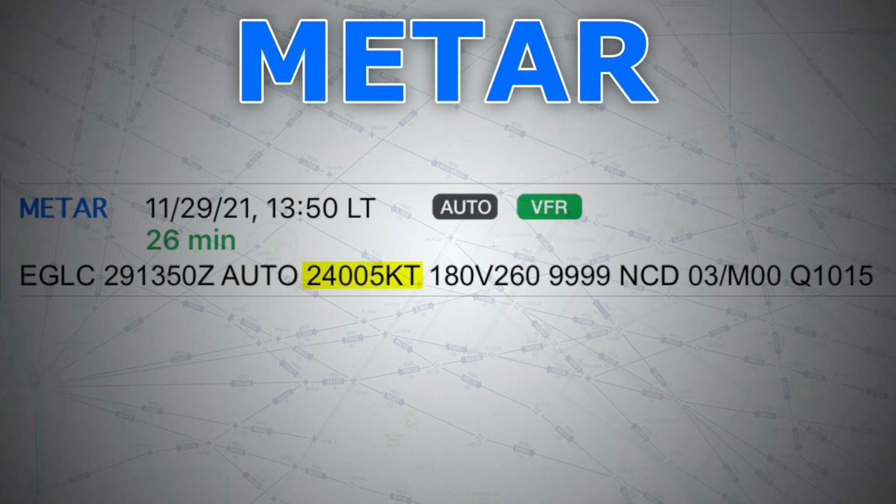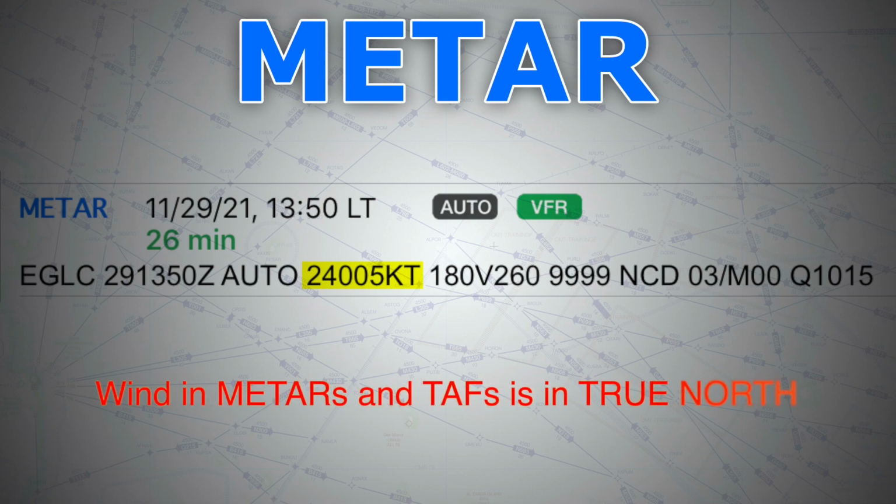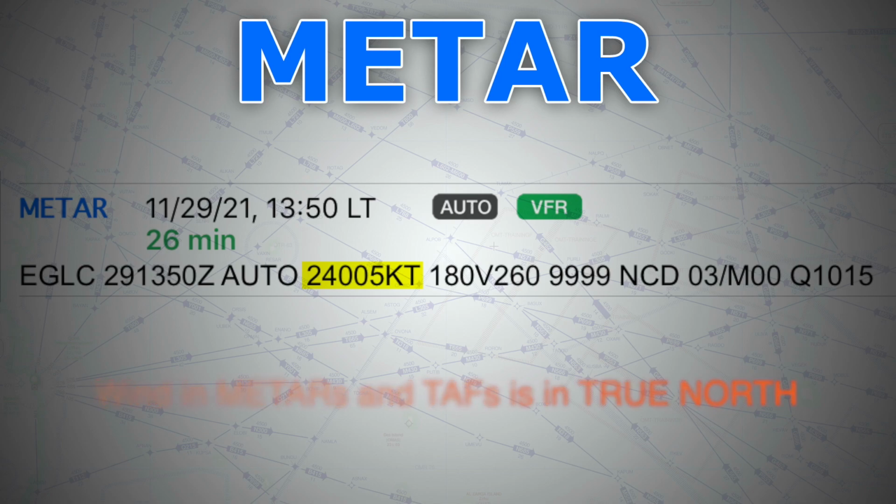Next, wind direction and speed. One very important thing you must keep in mind at all times is that winds in METARs and TAFs are in true north, not magnetic. Therefore, if you are operating into or out of an aerodrome where the magnetic variation is large, you may need to apply the magnetic variation to obtain wind in magnetic north. Okay? Back to our example. The wind here is blowing from 240 degrees true at 5 knots. The letters KT stand for knots.